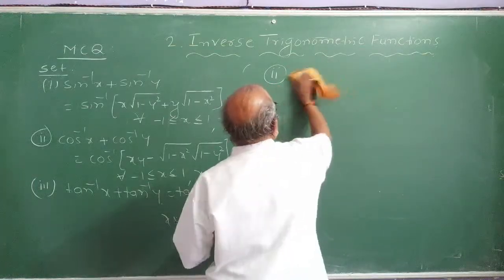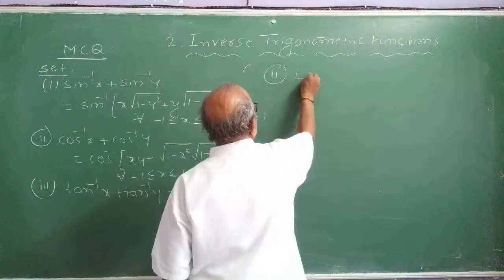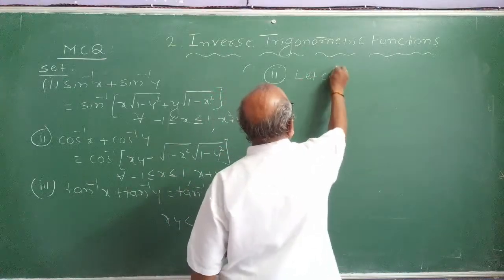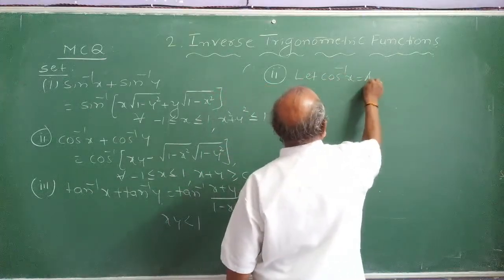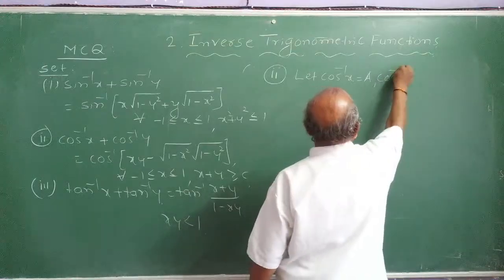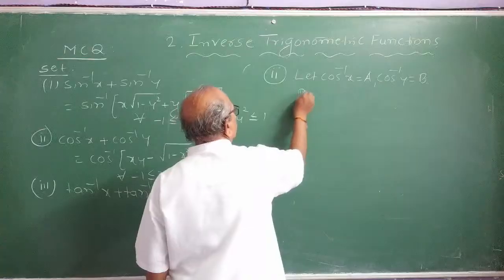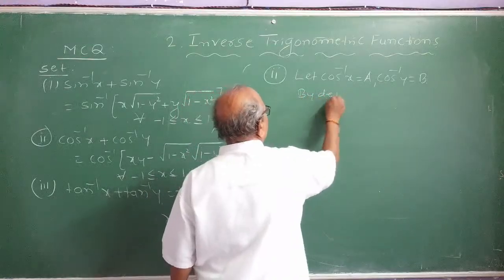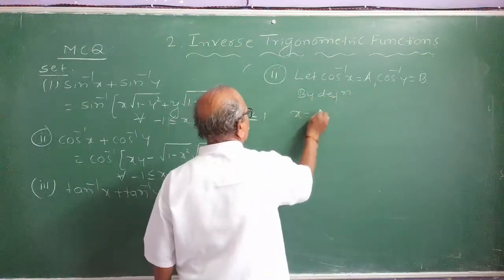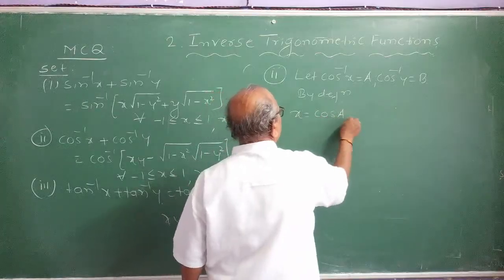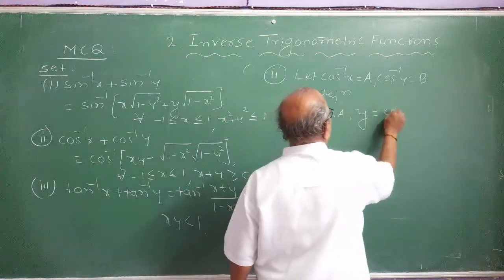You assume that cos inverse x is equal to A again, and cos inverse y is equal to B. By definition, you can write it as x is equal to cos A and y is equal to cos B.